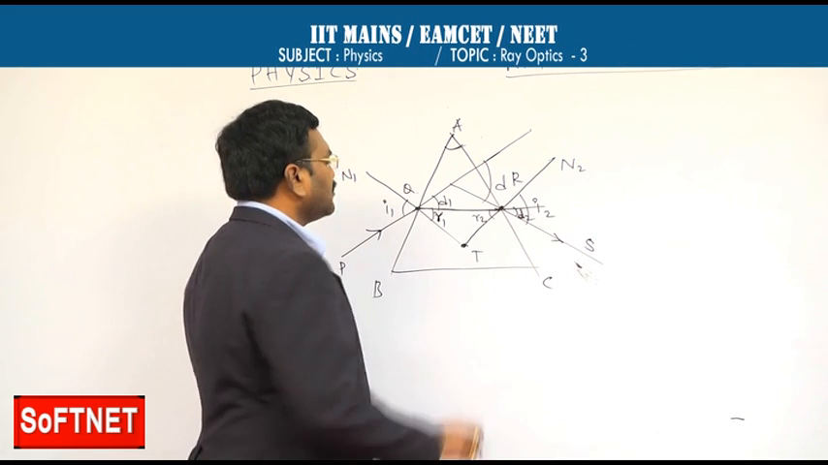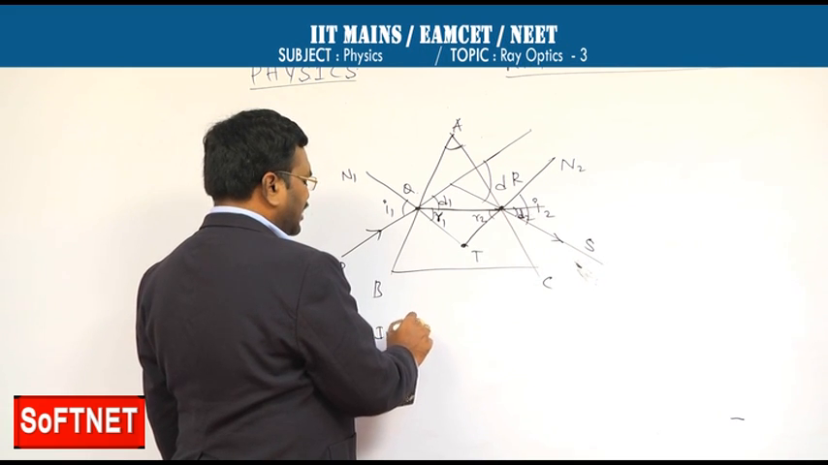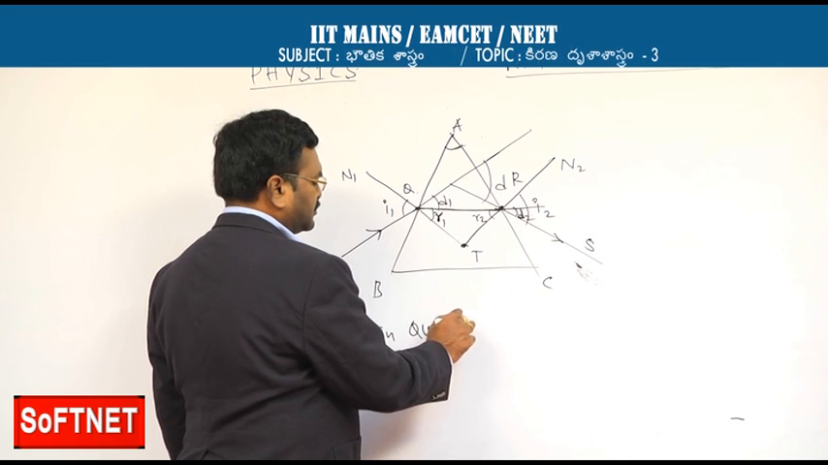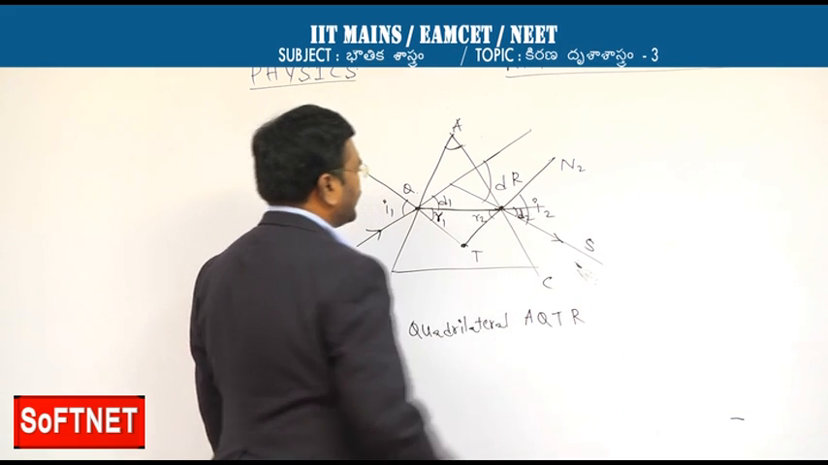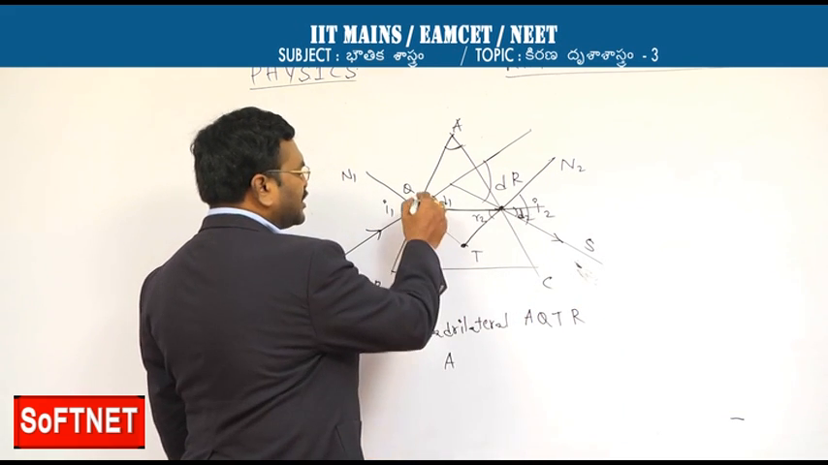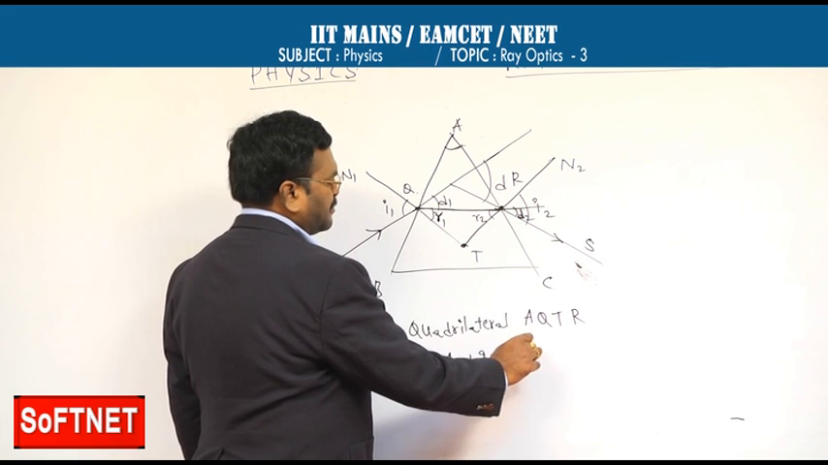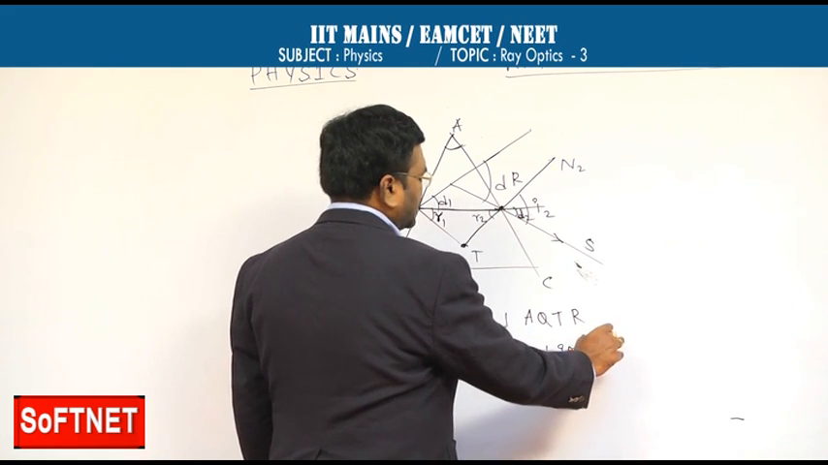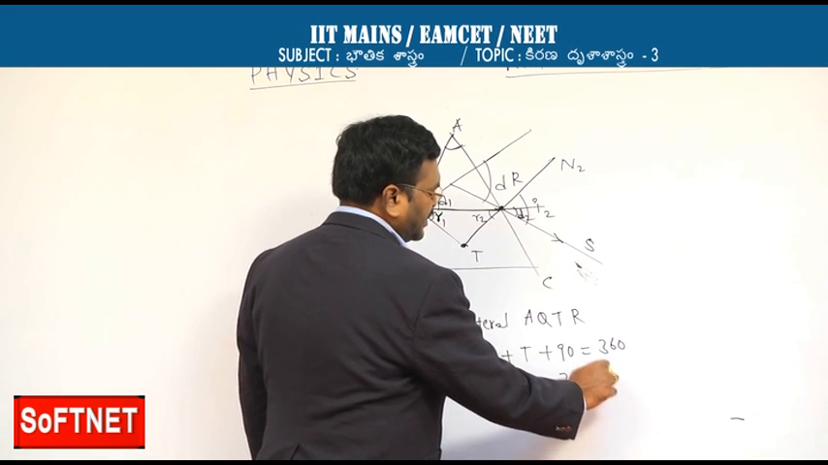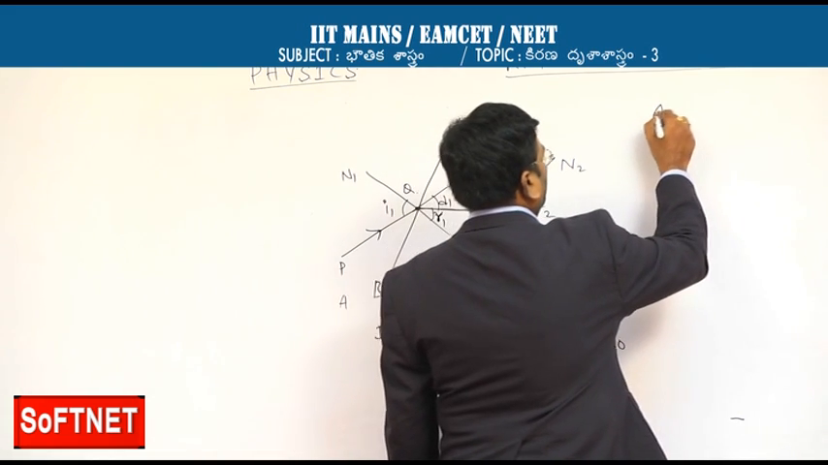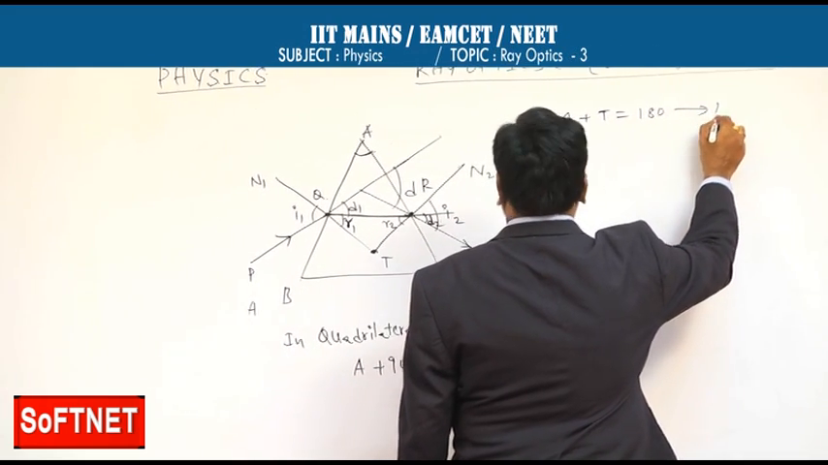D. Now in quadrilateral AQTR, A plus angle Q, here it is 90 degrees. Here A plus 90 plus T plus 90 is equal to 360 degrees. Now A plus T is equal to how much? 360 minus 180. Here A plus T is equal to 180 degrees. This is first equation.